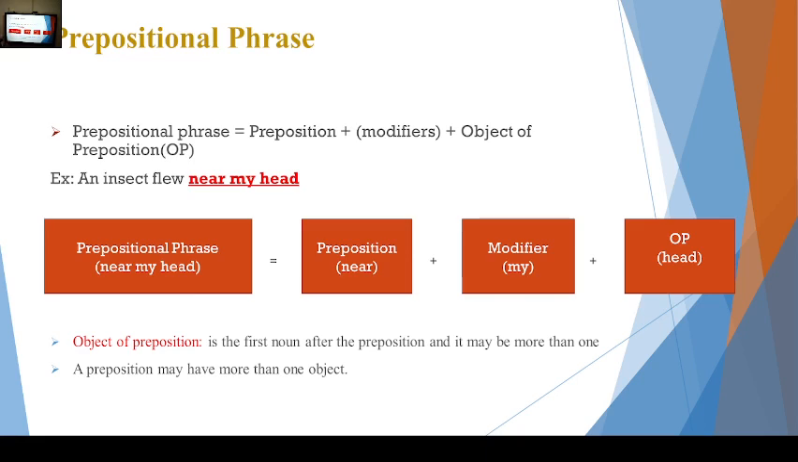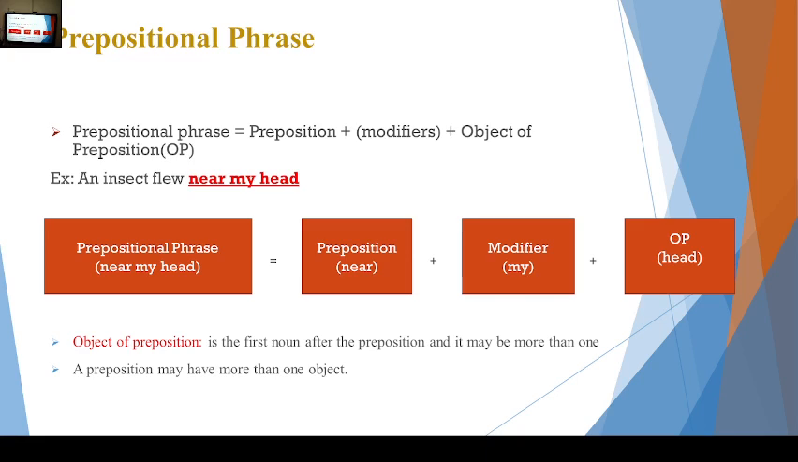Okay? So, for example, when you say, "An insect flew near my head," the preposition here is near. So here we start the prepositional phrase. We start it with near. Then we look for the first noun after the preposition, which is head. So we end up with near my head. This is the prepositional phrase. Again, the prepositional phrase here is near my head. The preposition is near, the modifier here is my, and the object of preposition, which is the first noun after the preposition, is head.